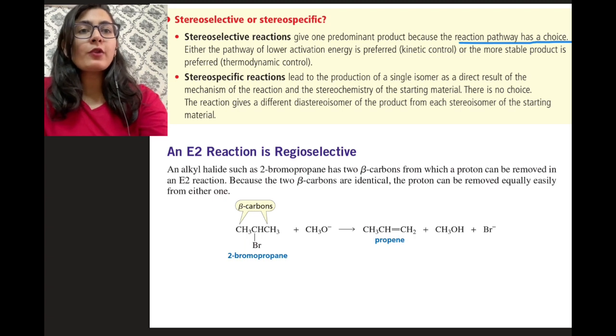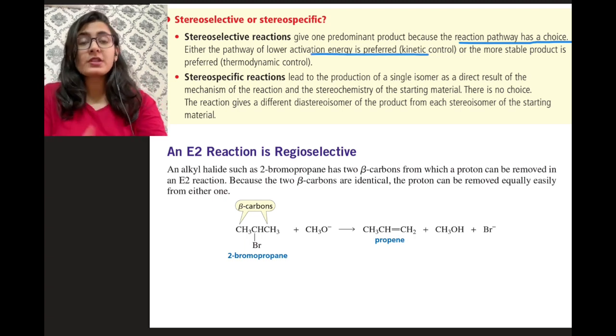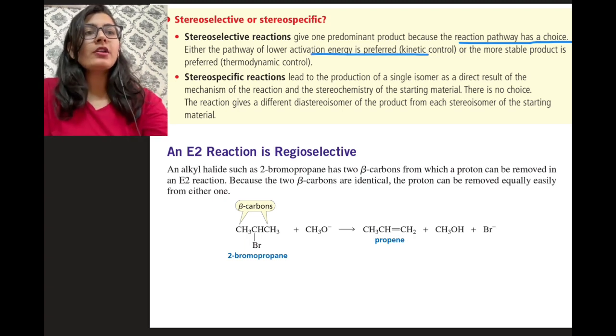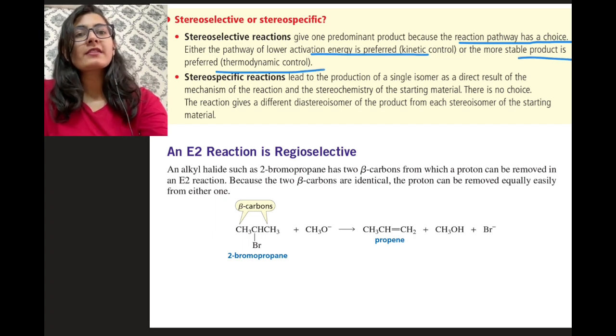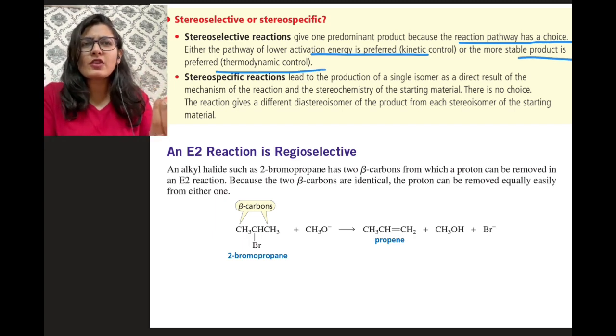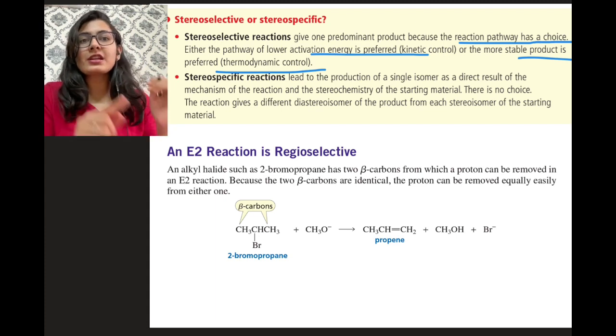Either the pathway of lower activation energy is preferred, which is the kinetic control, or the more stable product is preferred, that is the thermodynamic control. We have this option in the E1 reaction. So we can say E1 elimination is stereoselective, which goes through a carbocation formation, we will see eventually.